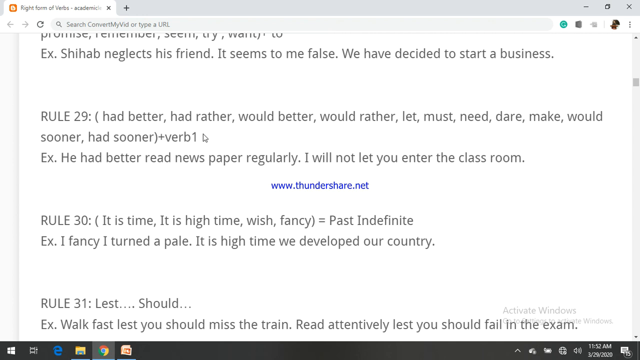Rule 29. Had better, had rather, would better, would rather, let, must, need, dare, make, would sooner, or had sooner plus verb 1. After these words, verb 1 is mandatory. Let's say had better, then read, verb 1. And in the second sentence, I will not let you enter the classroom. After let, the verb is enter. That means after this word, verb 1 is mandatory.